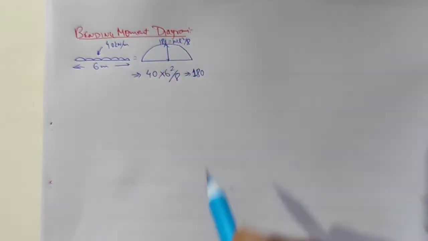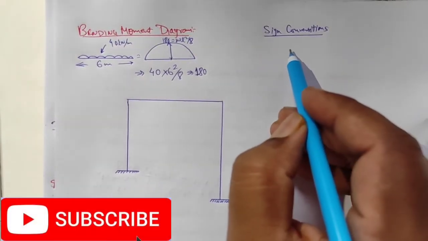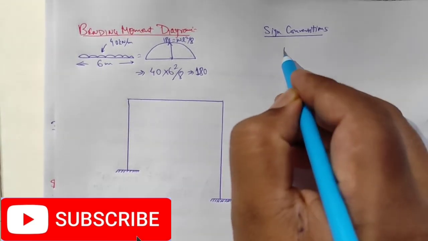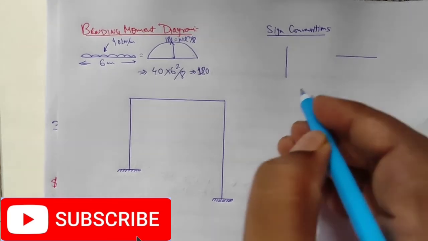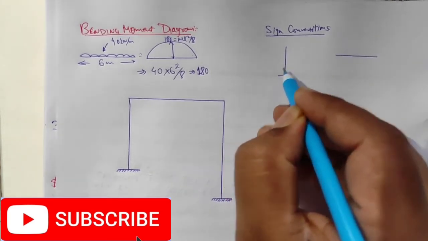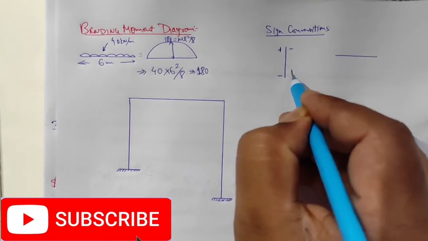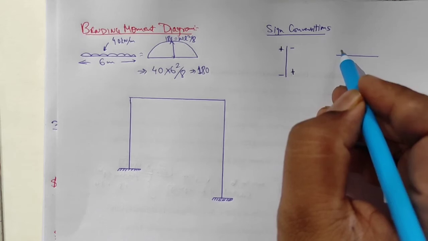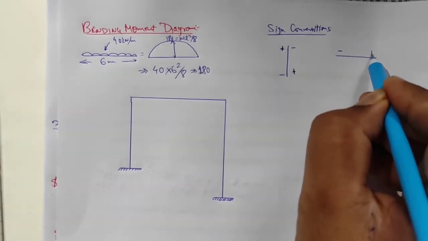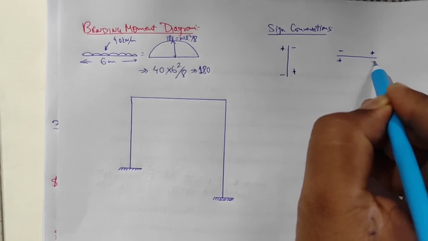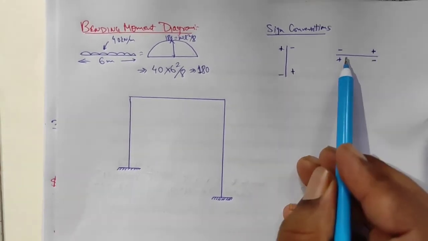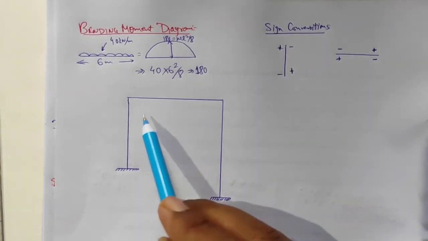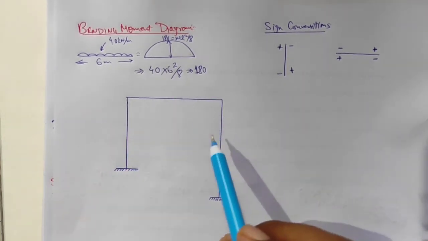Before drawing the bending moment diagram using final moments, we should know the sign conventions for vertical members as well as horizontal members. That is, we have to take negative, positive, negative, positive in this way for vertical members. Similarly, for horizontal members, we have to take as negative, positive, positive and negative moments in the members like this. So using these sign conventions and final moments, I will draw the final bending moment in the frame.